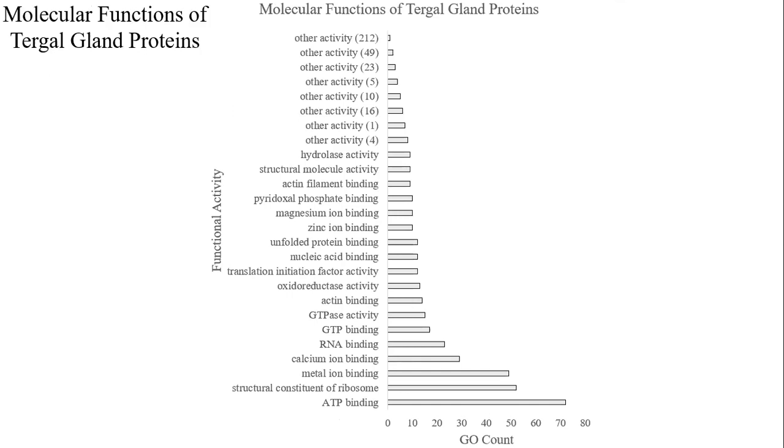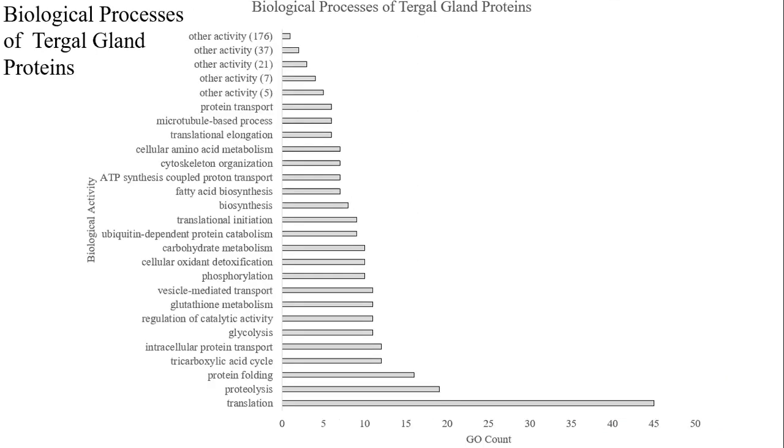I also did this analysis on the Tergal gland tissues themselves, and I found that ATP binding was the most popular molecular function. I found that translation was also one of the most popular biological processes in the Tergal gland tissues, which makes sense because I used whole cells and lysed them. So there are a lot of proteins dedicated to the process of translation because they're coming from entire cells.